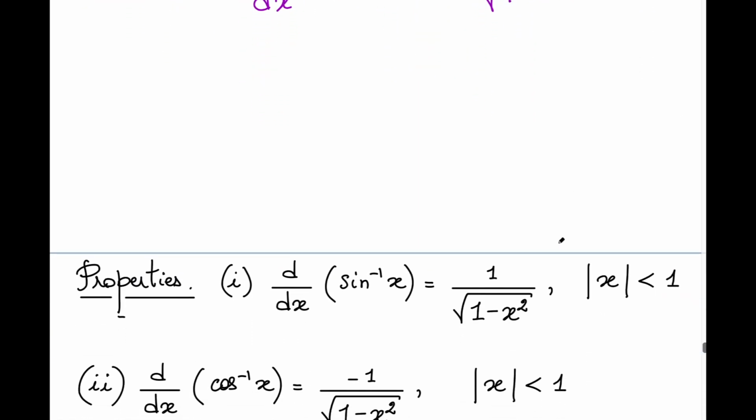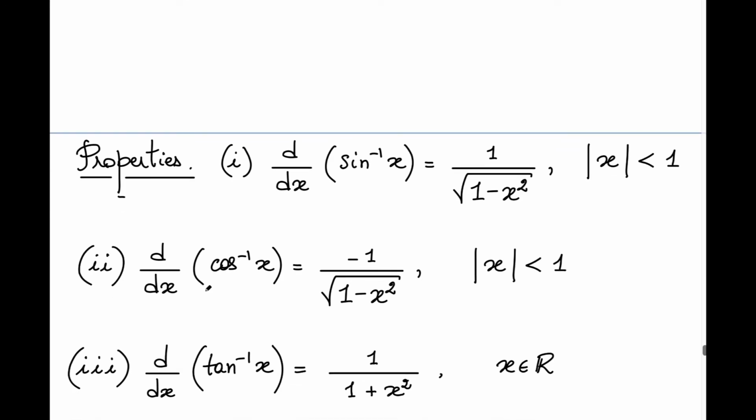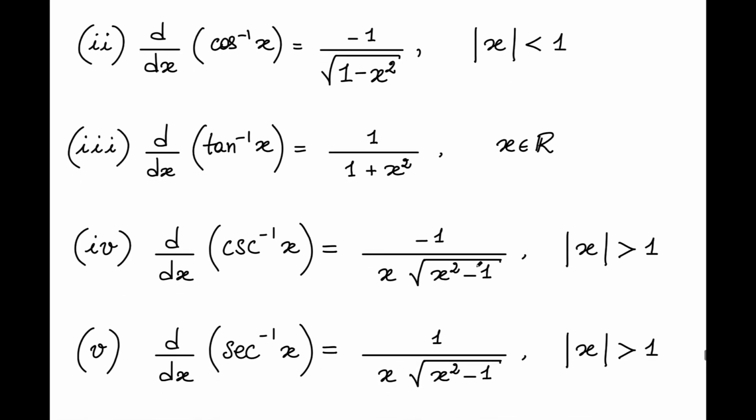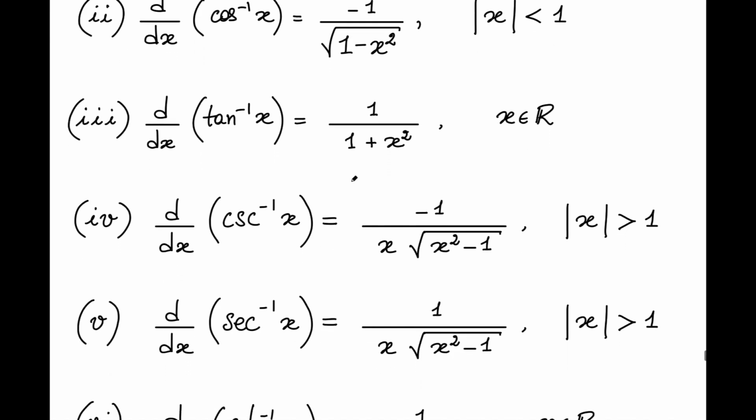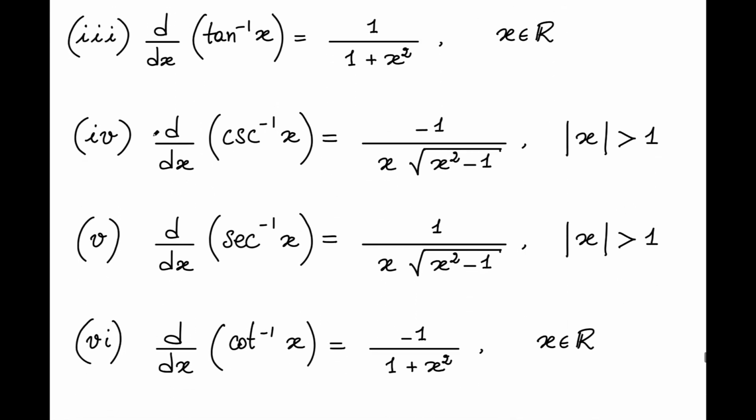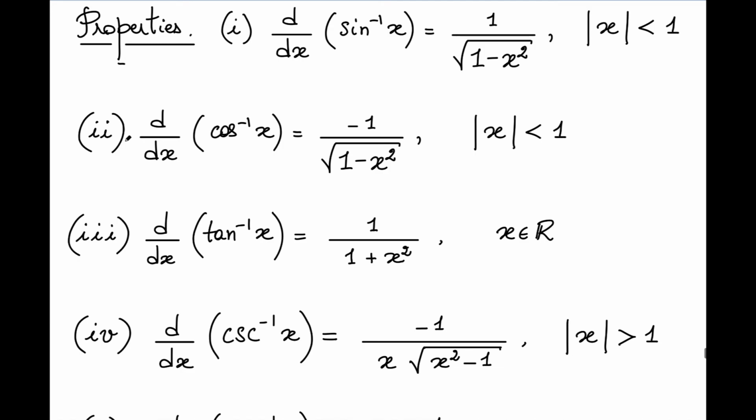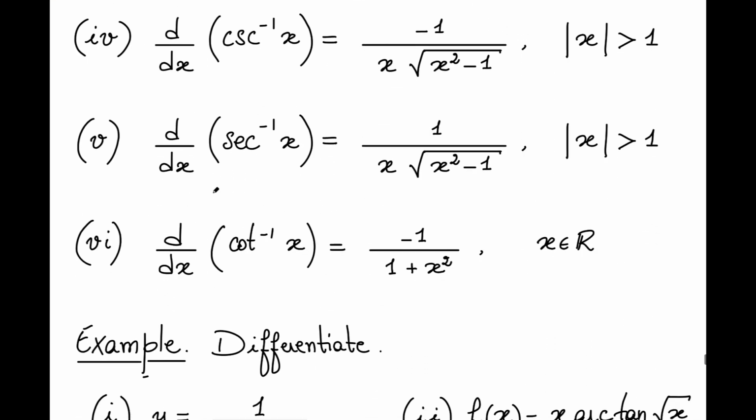In a similar fashion, we can show that the derivative of cosine inverse of x is that guy, very closely related, and this is also for the same condition. I'll spare you the details of the rest. Tangent, and so on and so forth. The last three are not used a lot. Typically people use the first three. They show up more often than not.